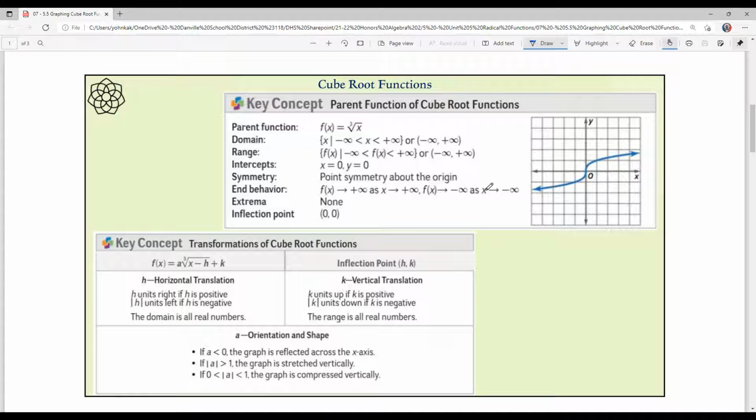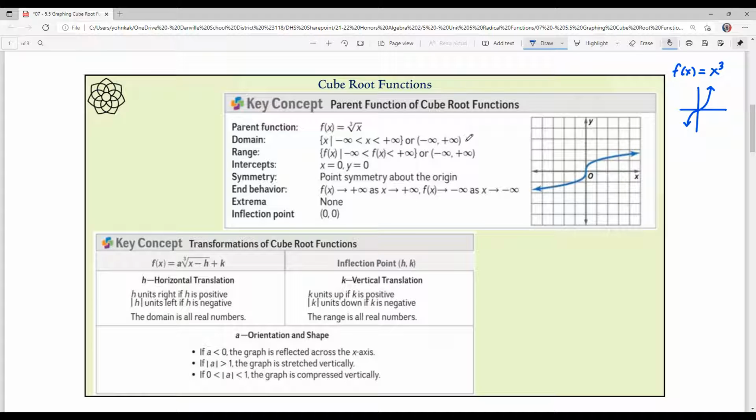Also, keep in mind that the cube function, just for funsies, tends to look like this. So remember, a cube function and a cube root function should be inverses of each other. And so if I were to reflect the cubic function over the line y equals x, I do get the cube root function. Notice that the domain of a cube root function is all real numbers.